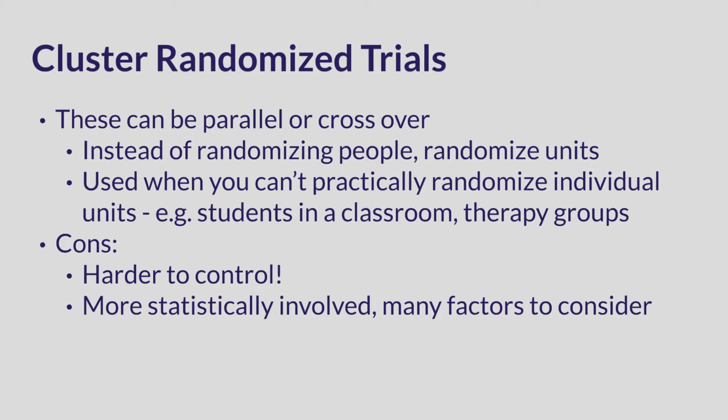There's something called cluster randomized trials, and these can be parallel or crossover. This isn't so much the design of how you are testing the treatments. This is how you're randomizing people. So you're randomizing units instead of individual people. So if you think about students in a classroom, or if you're doing group therapy, behavioral interventions, you can't randomize individual people within a group scenario. You would have to randomize the group to do this behavioral intervention and then randomize another group to do the other behavioral intervention. So these are called clusters.